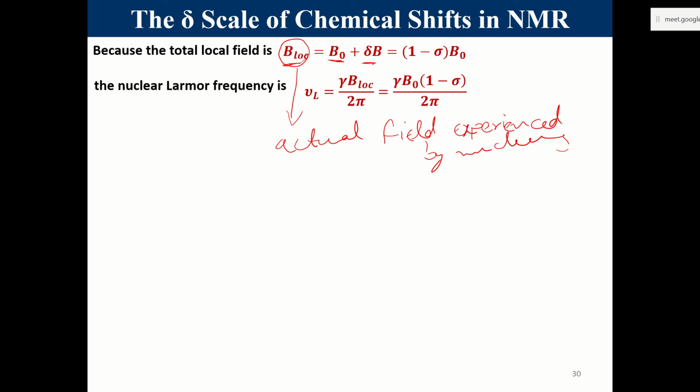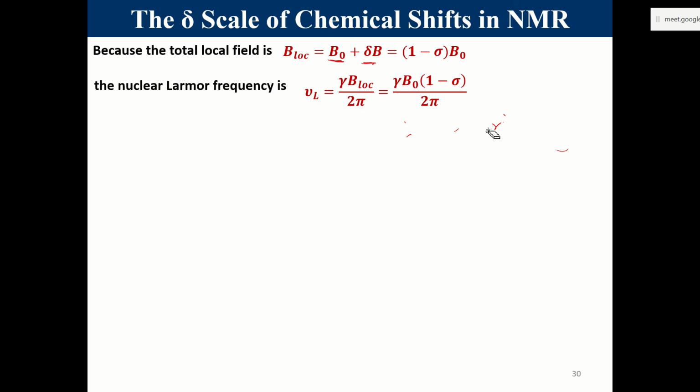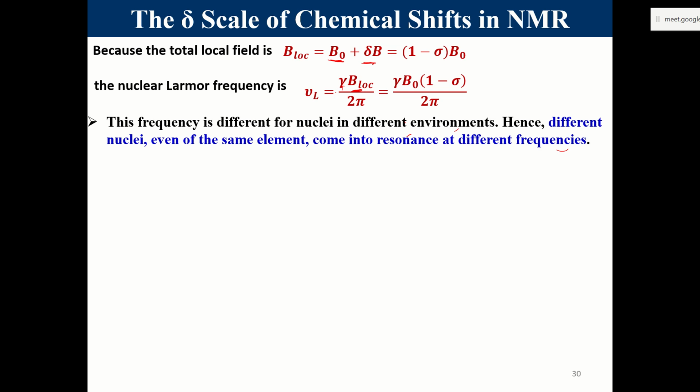And so this has to be taken into account when you are calculating the Larmor frequency. So the Larmor frequency is calculated based on this, and the local field is taken into account. Gamma is the gyromagnetic ratio. So you put it in and you get the Larmor frequency. Now you can see the Larmor frequency will change depending on sigma.